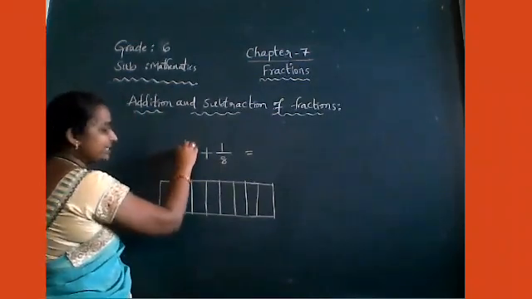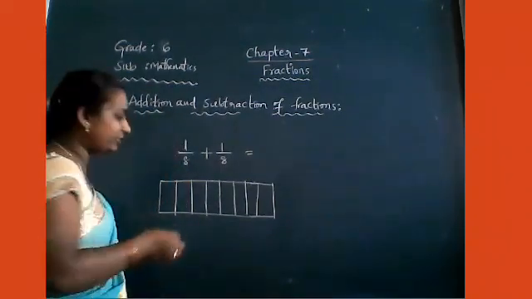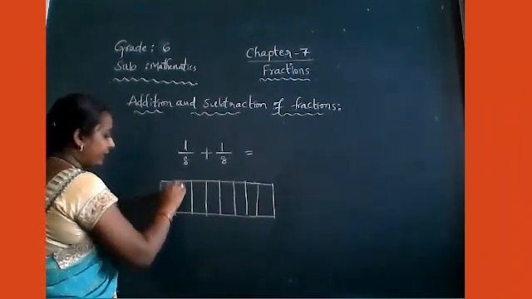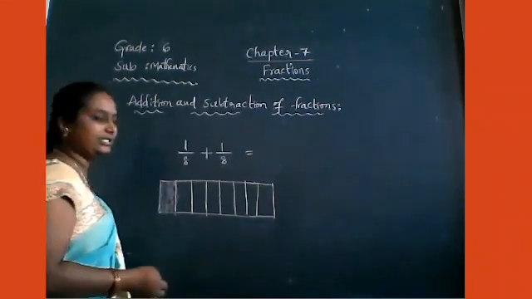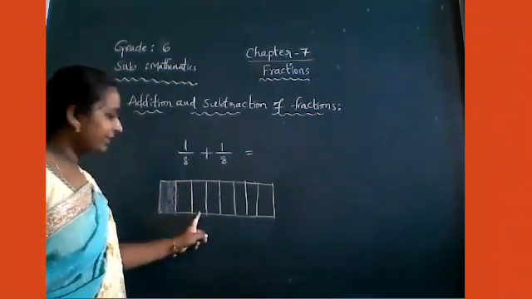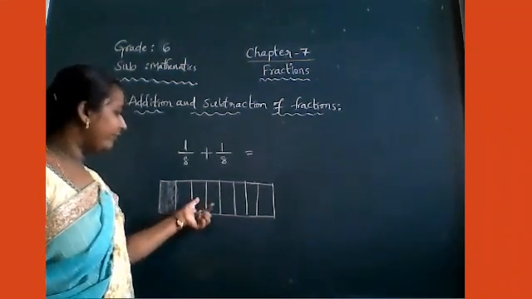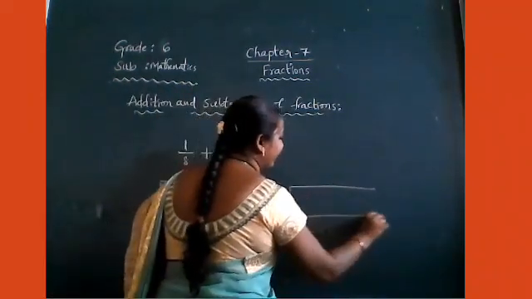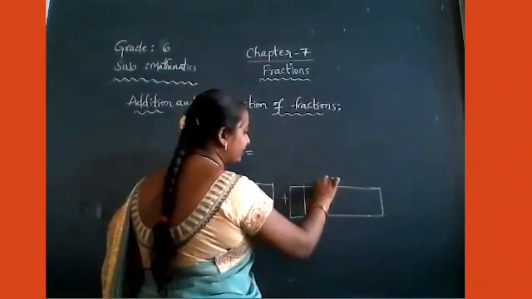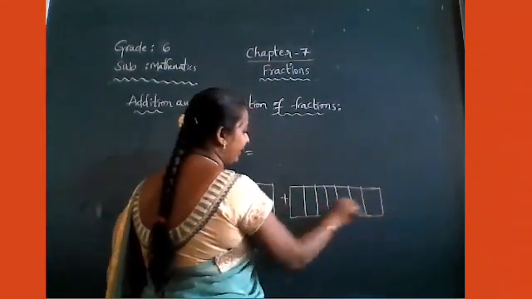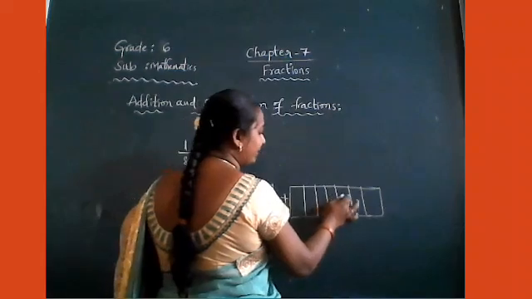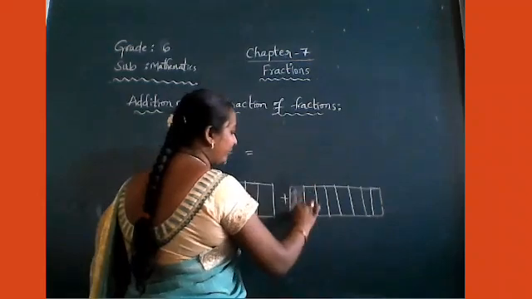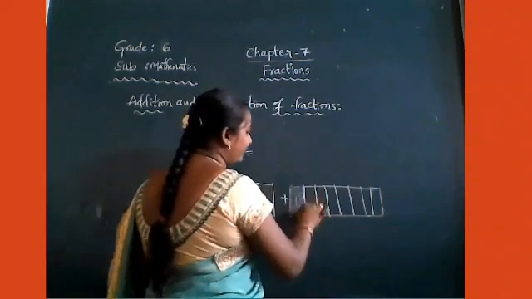Here 1 represents the numerator. That means you have to consider one part. Among 8 parts you have to consider one part. So this figure represents the 1 by 8 fraction. Like that, next see again one more 1 by 8. Here also you have to divide the figure into 8 equal parts. 1, 2, 3, 4, 5, 6, 7 and 8. Here also you have to consider one part.